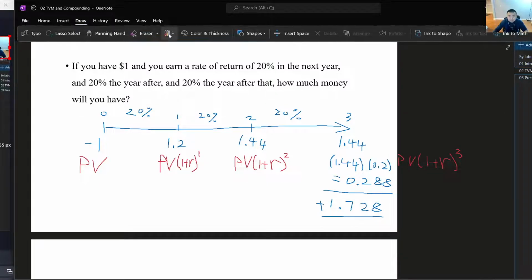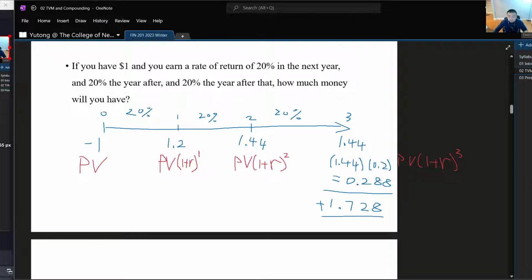So we can find matchings. Okay, so we wonder, what about this one? What's going on with the first one? I can say this is PV times 1 plus R to the power of 0, right? So when you raise anything to the power of 0, you get a 1, right? You get a 1, so this is it.